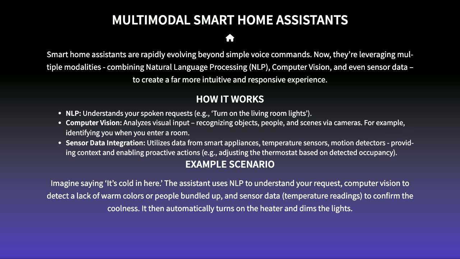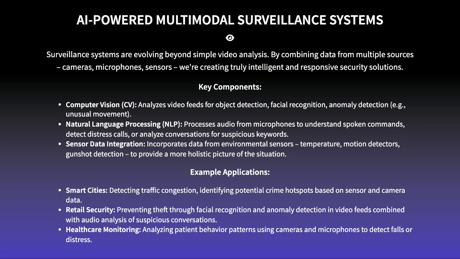Pretty neat, right? Okay, let's talk about how AI is transforming surveillance. We're moving beyond just looking at video. We're actually combining different types of data to create a much smarter security system. Think of it like this. Your standard cameras are still important. Computer vision helps us identify objects and people. But then we add audio analysis using NLP, so the system can understand what's being said, even if there's background noise. And finally, we integrate data from things like motion sensors or environmental readings to get a really complete picture of what's happening. It's not just about seeing, it's about understanding.